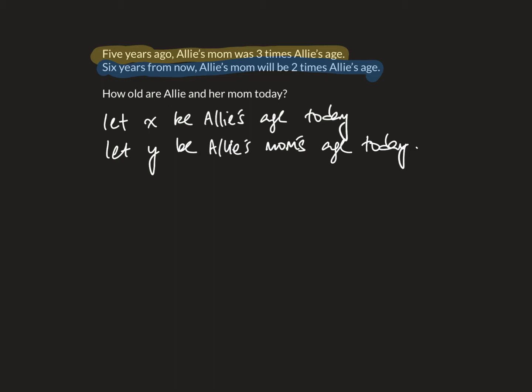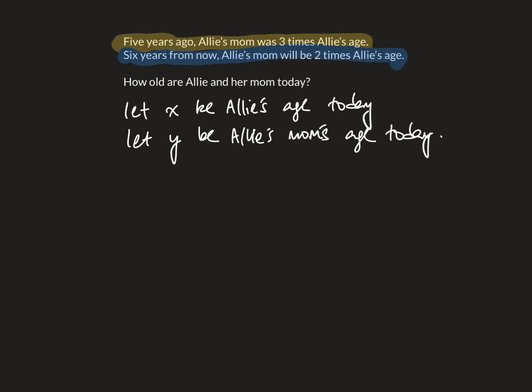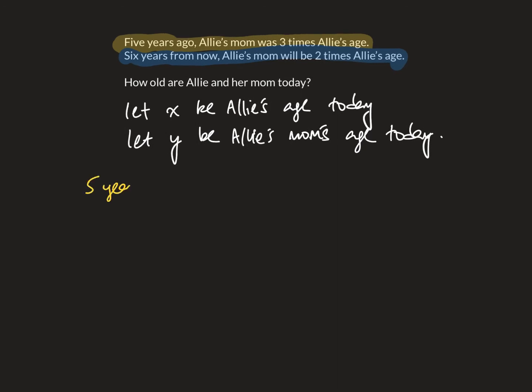And then let's look at the first piece of information that we have. It says 5 years ago, Ellie's mom was 3 times Ellie's age. So let's just think about 5 years ago first. How old was Ellie? Ellie was actually x minus 5 years, right? Because today she's x years old. So 5 years ago, she's x minus 5 years old. And her mom, how old was her mom? y minus 5.